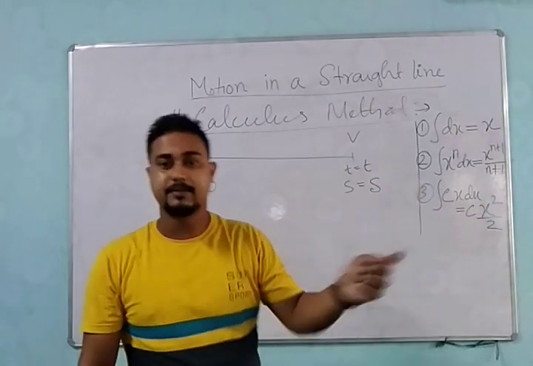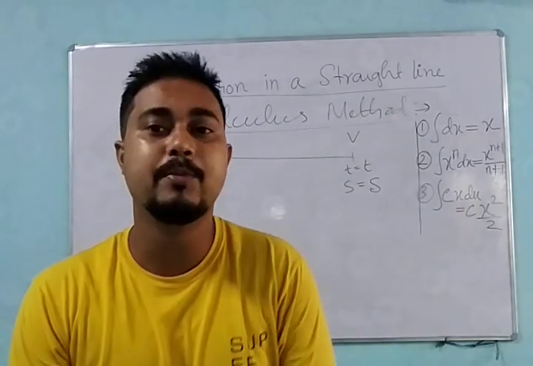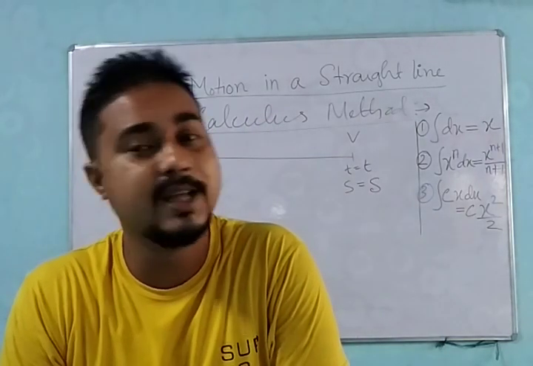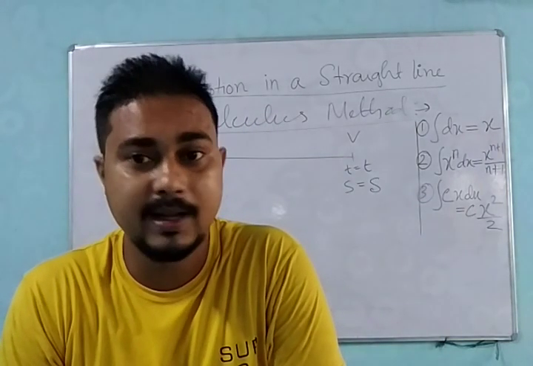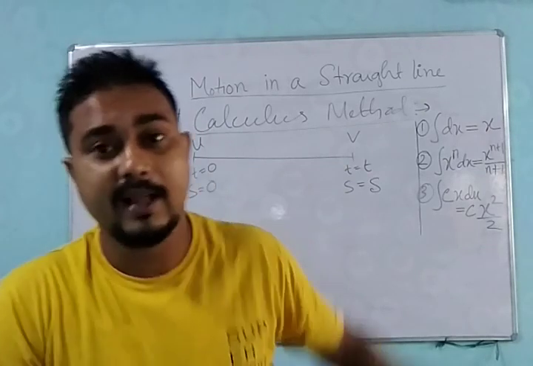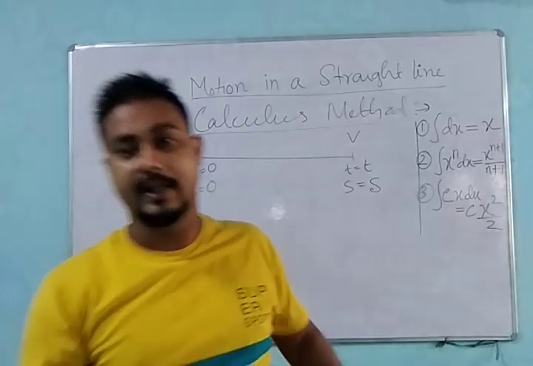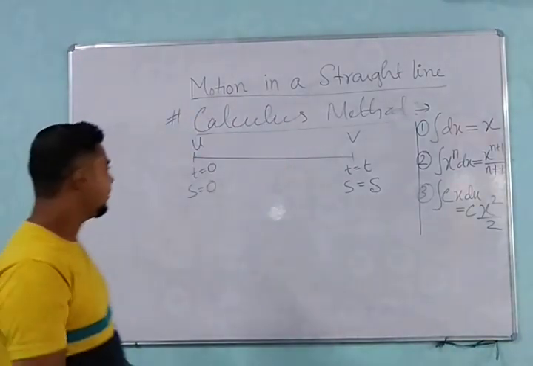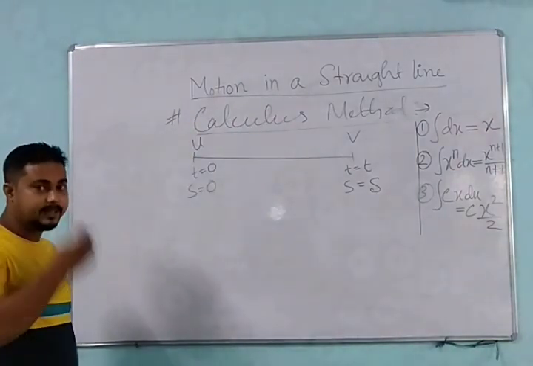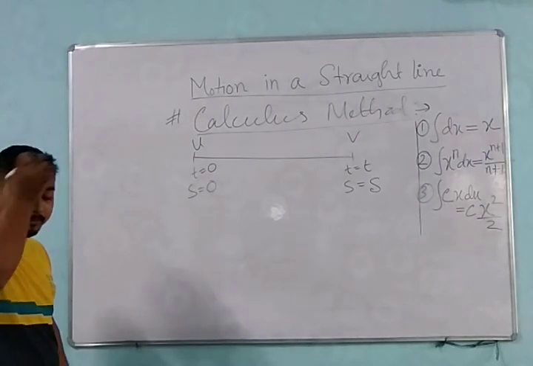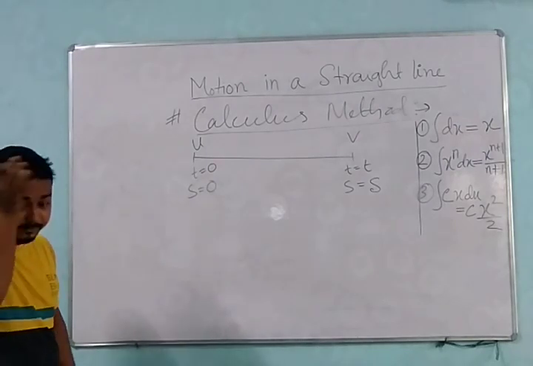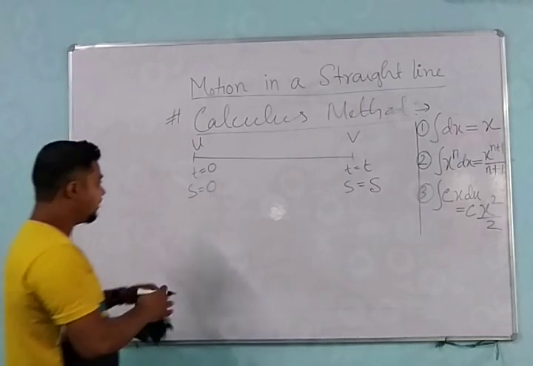If we calculate x2 minus x1, we get the same result: x2 minus x1 will be equal to s, that is s minus 0, which is also equal to s. So it is in the same form.